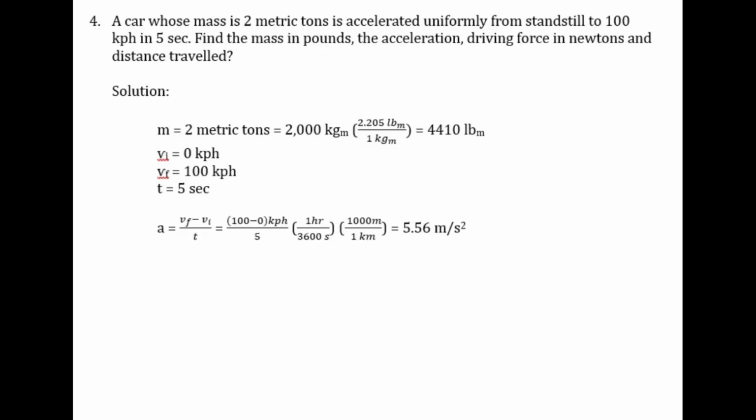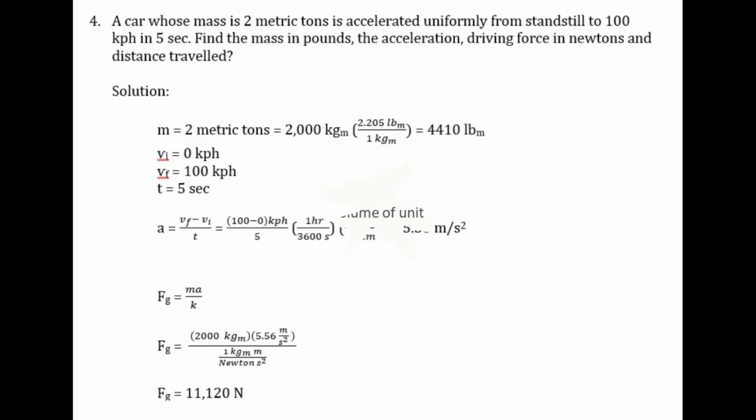To solve the driving force, we need to solve first the acceleration using the formula that acceleration is equal to the quotient of the difference of final and initial velocity and time. Substituting the known values and converting to meter per second squared, we have 5.56 of acceleration. By using the force gravity formula, we can solve the driving force, thus we have 11,120 Newton.